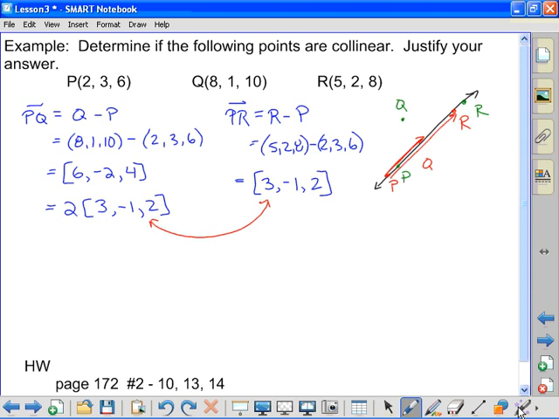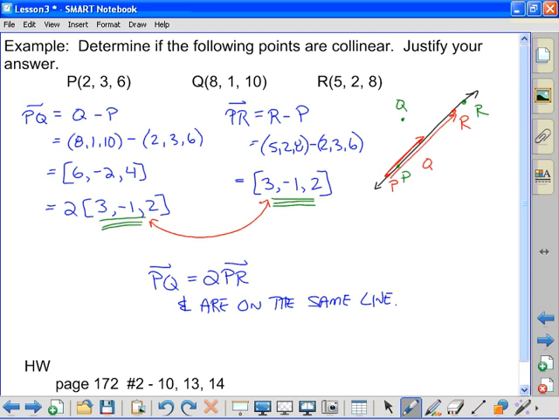So what that tells me is that PQ is twice as big as PR and they are on the same line. Because once you take out a multiple, because they share that 3, -1, 2, they have that same direction. It's just PQ happens to be twice as big as PR, so it's been scaled up.